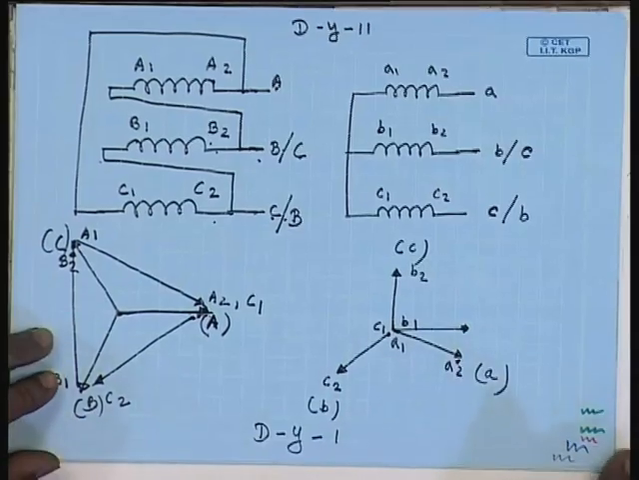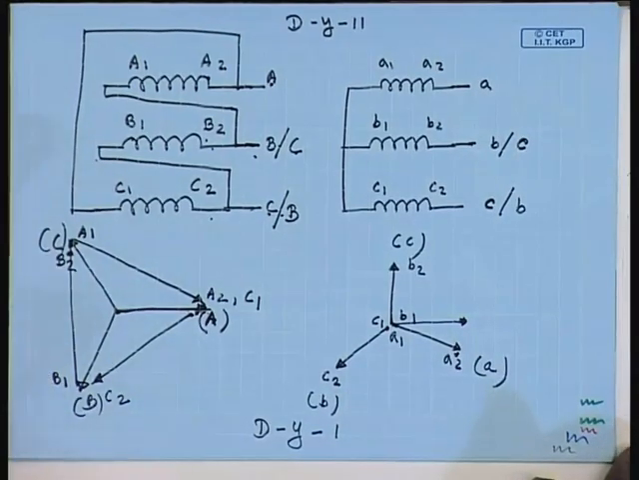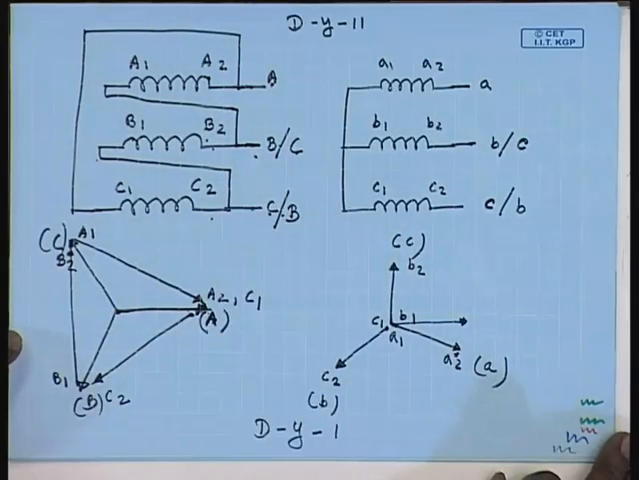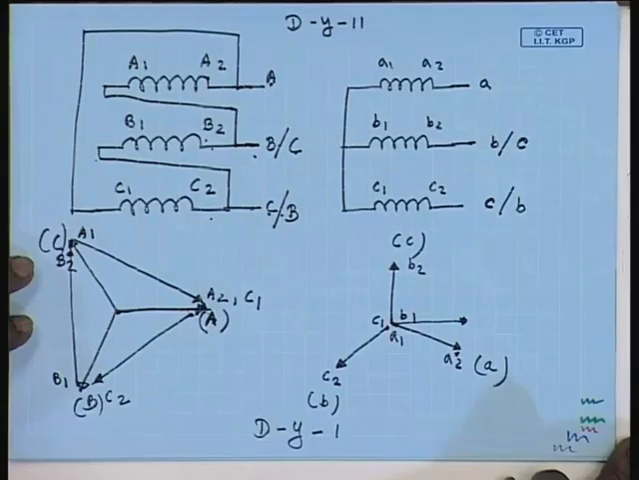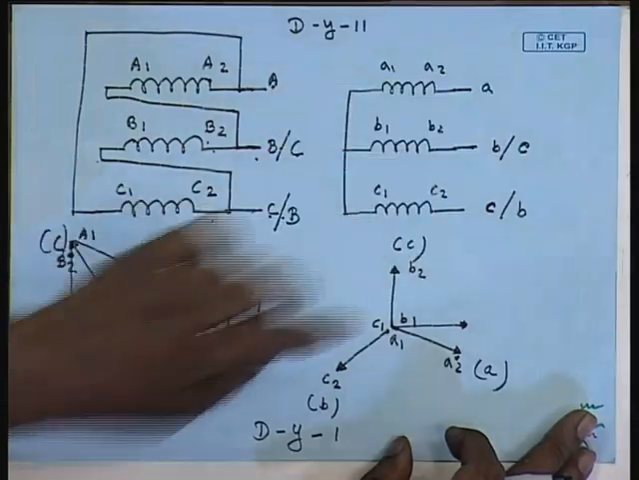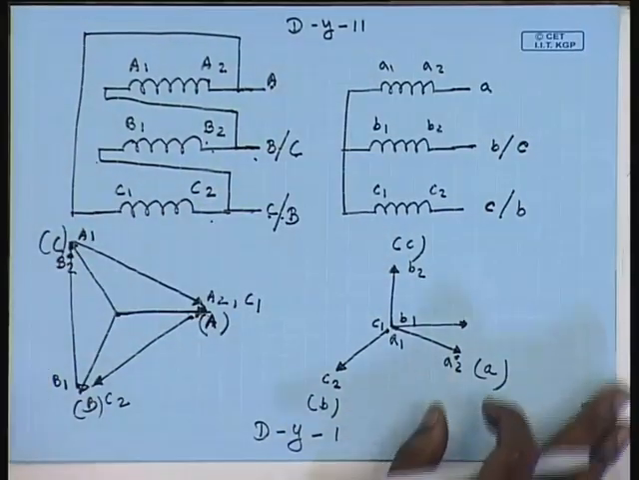So, we see that we can very easily convert a DY11 to DY1 by simply exchanging two external terminals. There is no need to change the internal connection of the transformer windings. This is sometimes useful, particularly while connecting transformers in parallel. As we will see, for parallel operation of three phase transformers, it is essential that the line to neutral voltage phasors of both the transformers should be in phase.